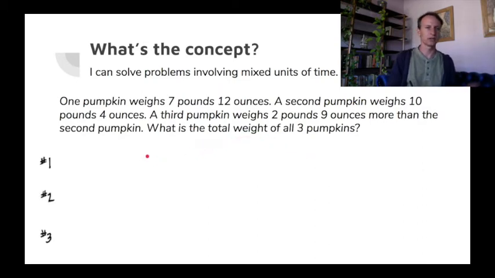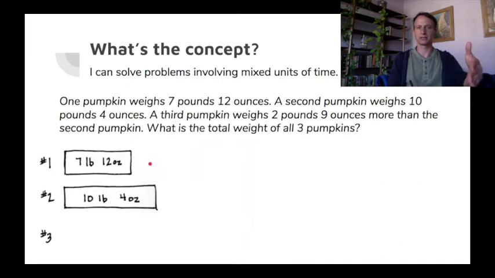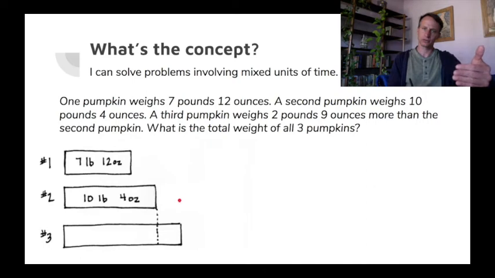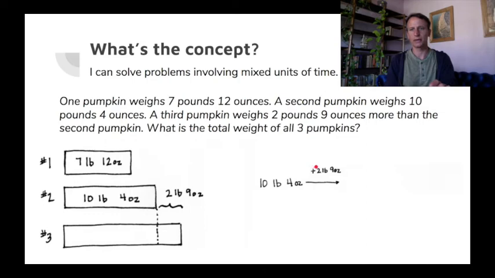on all 3 pumpkins. First one, 7 pounds, 12 ounces. Second one, 10 pounds, 4 ounces. Third one, again, is going to be a little bit more, 2 pounds, 9 ounces more, and I should have a bracket here. So let's find out pumpkin 3 first, okay? Take the 10 pounds, 4 ounces, add the 2 pounds, 9 ounces.